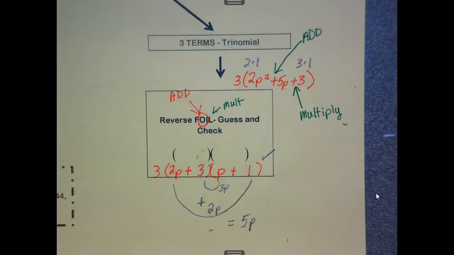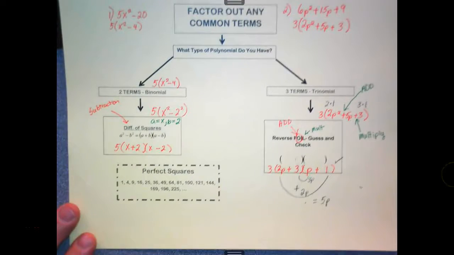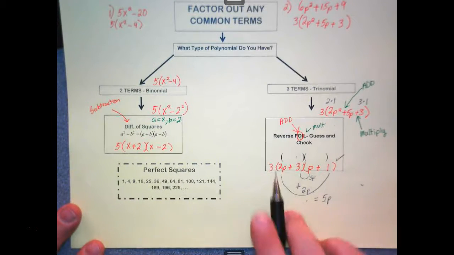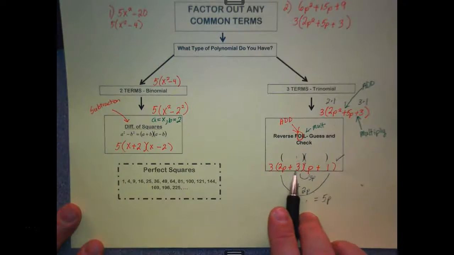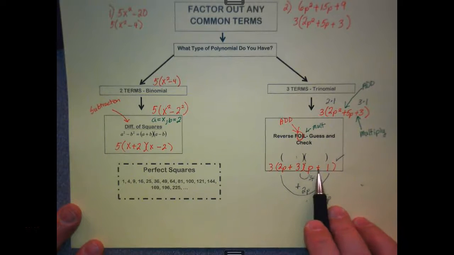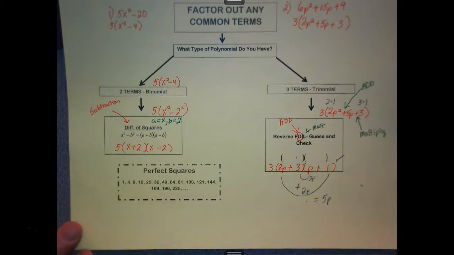All right. Let's do now. Everybody have this so they can use this on the quiz. That's it. 3 times quantity 2p plus 3 times quantity p plus 1. That's factored form.